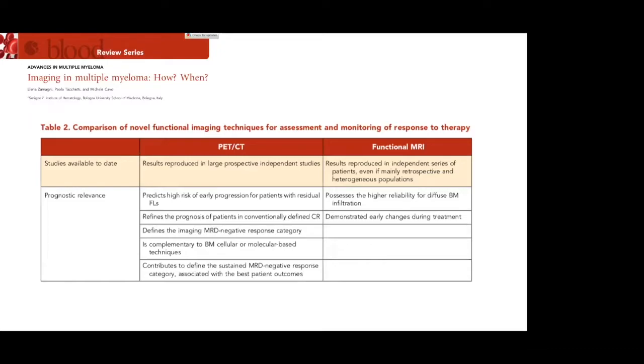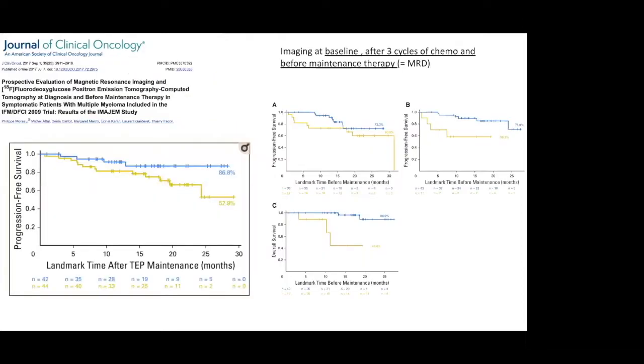So that's the idea of an imaging technique showing where there is still minimal residual disease, which is therefore very interesting from a prognostic and treatment perspective. So these are the two major studies on PET-CT, and it's quite interesting. They have done quite an intense study.